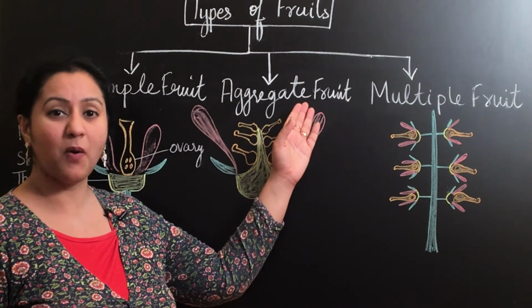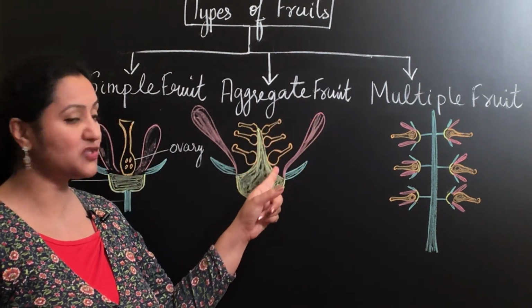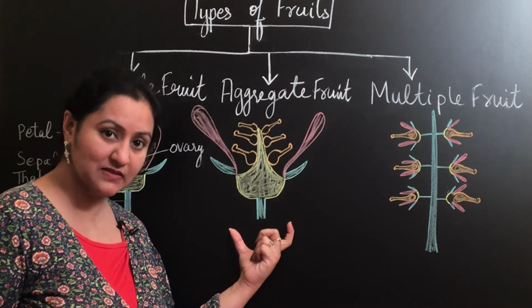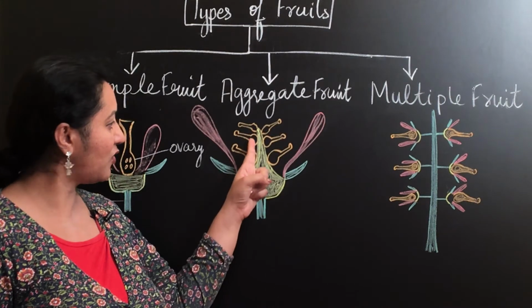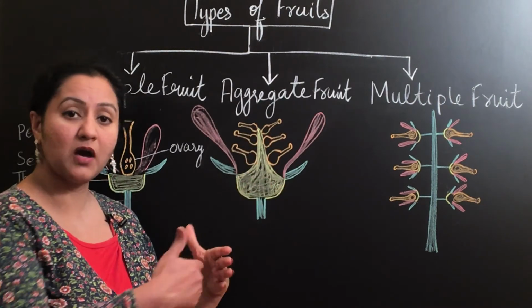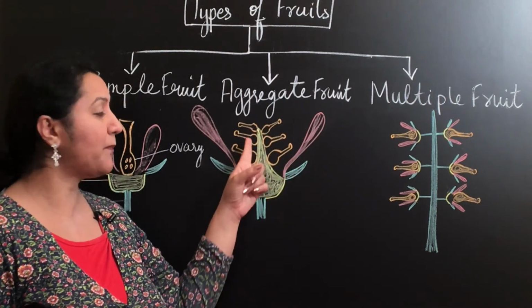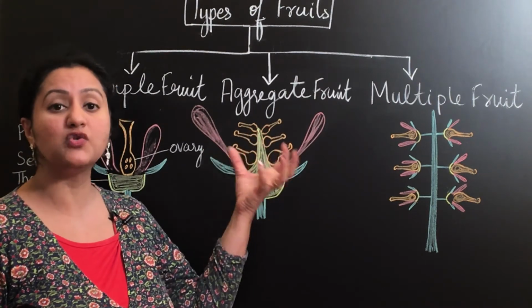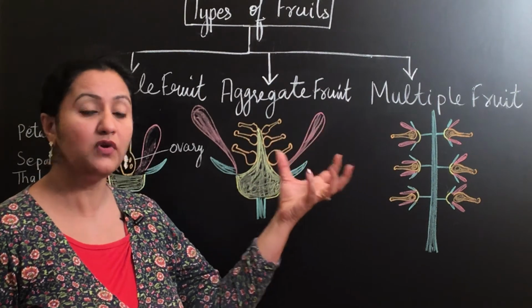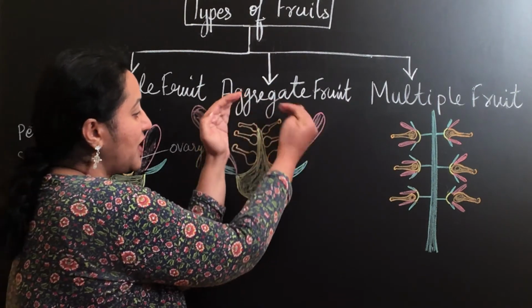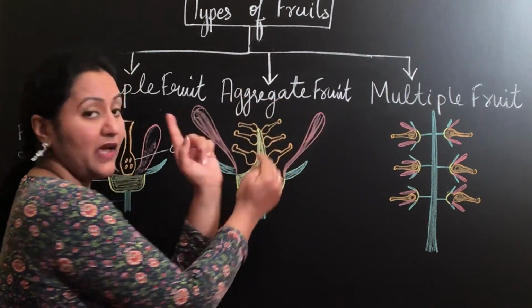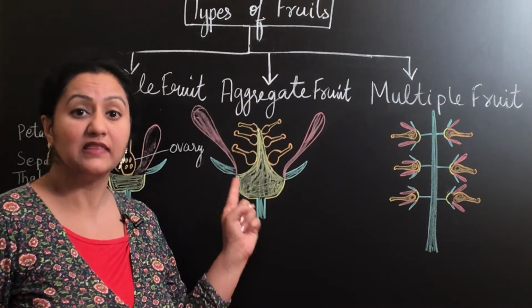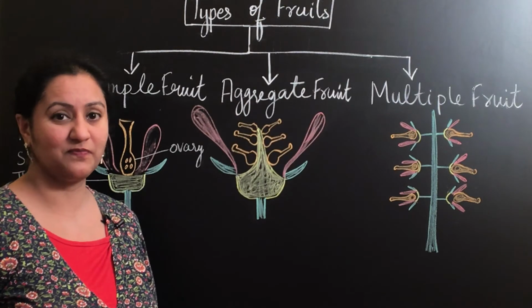An aggregate fruit is formed from apocarpous ovaries in a single flower. So this is one flower, and these are all the carpels, and these carpels are separate. That means apocarpous ovary. So if all these ovaries develop, ripen and become a fruit, they will be clustered together and look like one fruit, but actually it will have a lot of fruitlets inside. That is called an aggregate fruit.